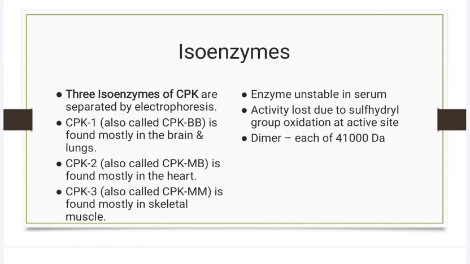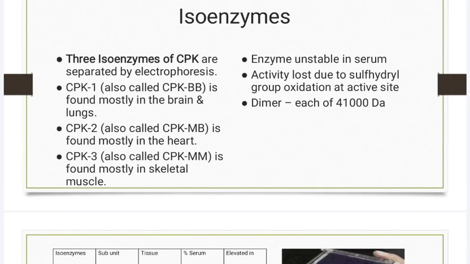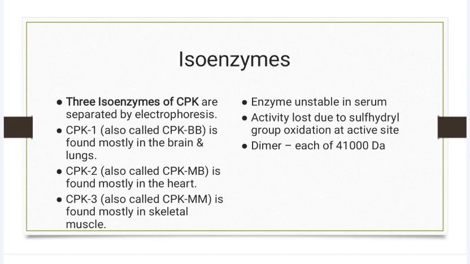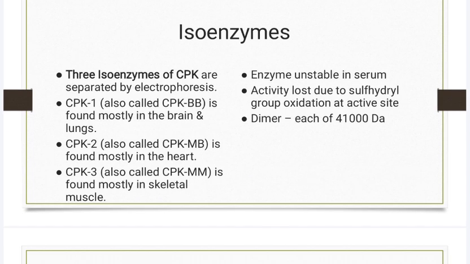As we have already said, it has three isoenzymes and they can be electrophoretically separated into CPK1, CPK2 and CPK3. CPK1 is called as BB form, CPK2 is called as MB form and CPK3 is called as MM form. CPK1 is mostly found in brain and lungs, CPK2 is found in heart, CPK3 is found in skeletal muscles. This enzyme is unstable in the serum. Its activity is lost due to sulfhydryl group oxidation at the active site. It is a dimer where each subunit is made up of 41,000 daltons.